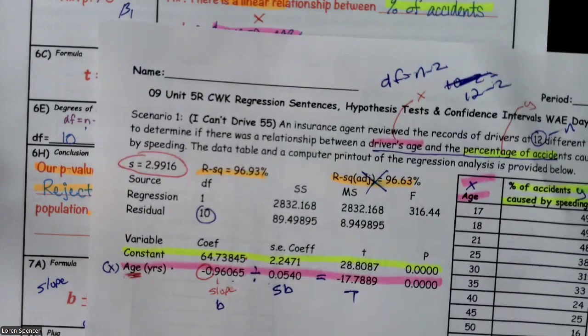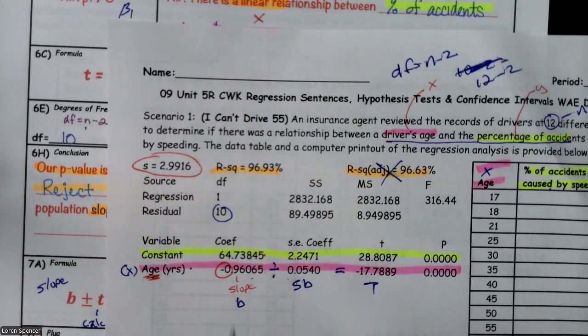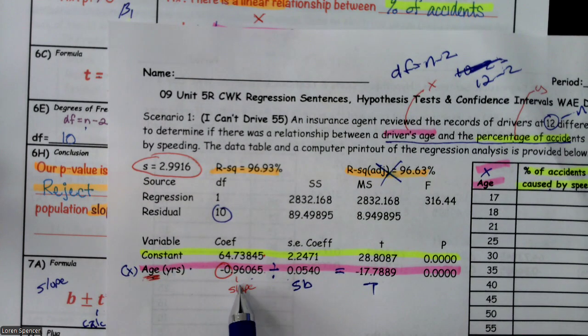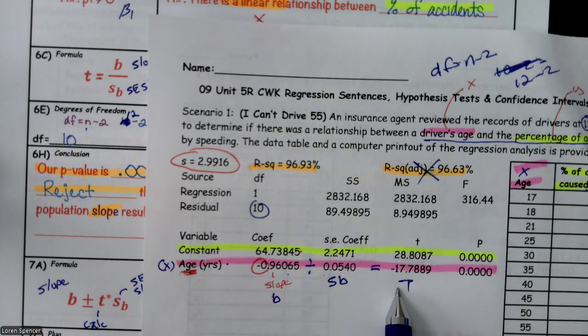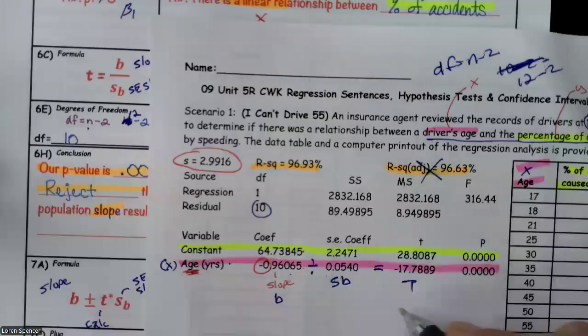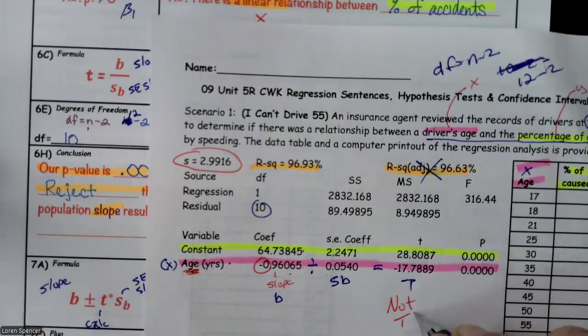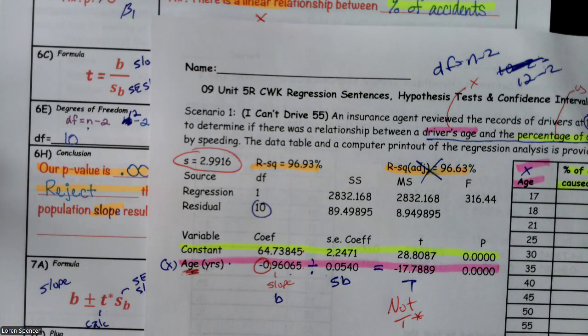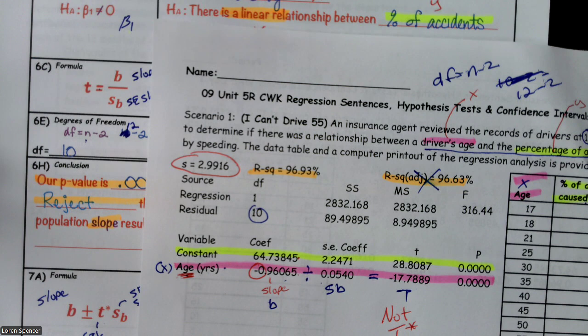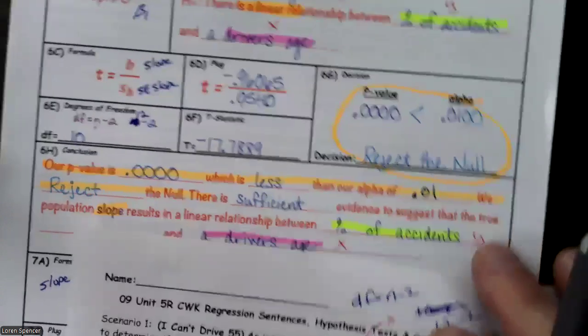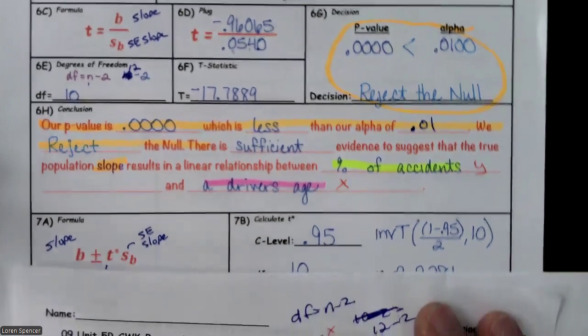So let's take a look at our equation, our printout. Well, our slope is negative 0.96065. That's awesome. Our SB is 0.0540. This is not T star. This is not T star. All right, T star has to come from the calculator. We're going to have to calculate it. So moving right along, let's go ahead and calculate T star. I think that'll be the next thing it asks for.